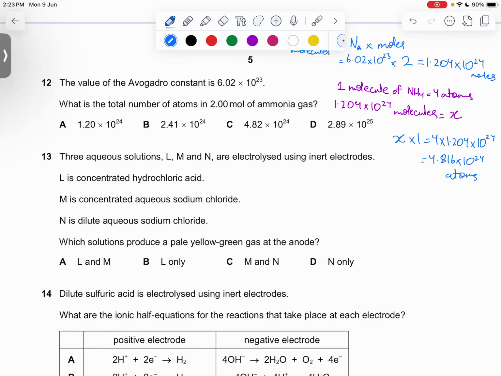Now the main problem with this question that we may be confused about was how there are 4 atoms. First of all, I wrote NH4, but this is NH3. We're talking about ammonia. Ammonia gas is NH3. It has 1 nitrogen and 3 hydrogen, a total of 4 atoms per molecule. So we found out how many molecules there were, and then we multiplied it by the number of atoms per molecule. We get 4.816, which can be rounded off to 4.82 into 10 to the power 24. That is going to be our answer.